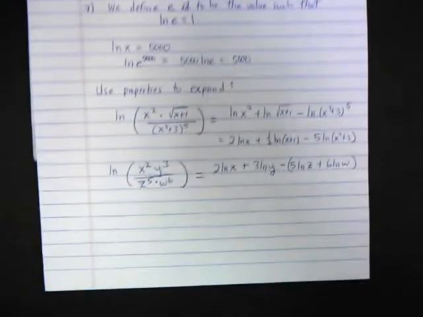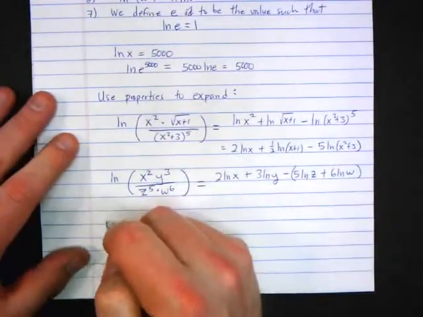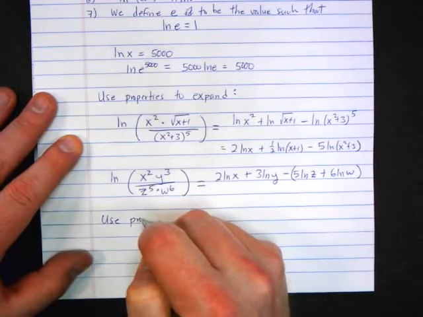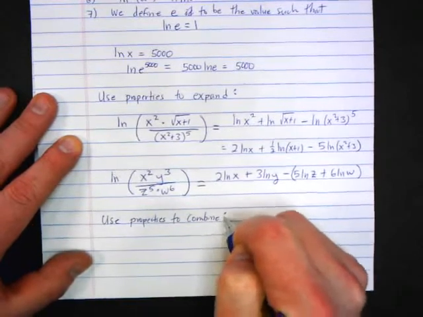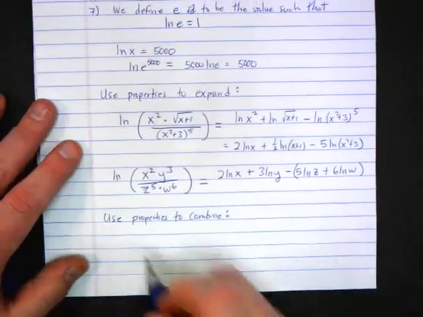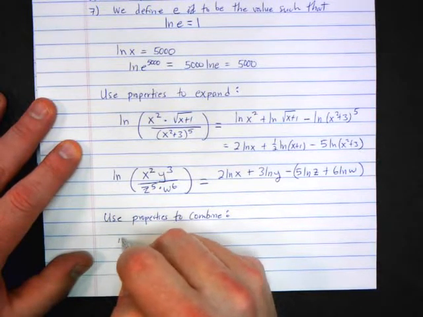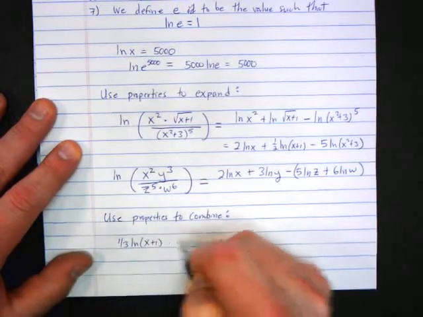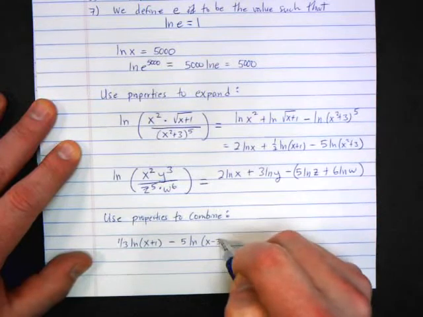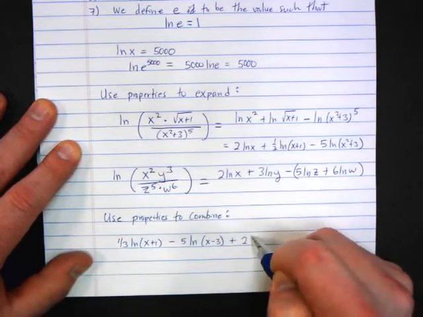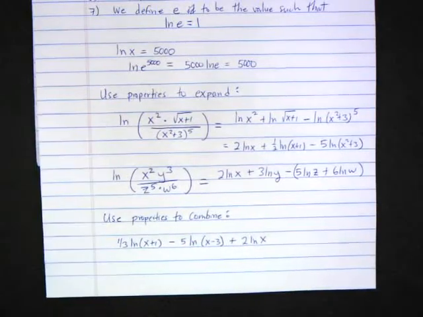All right, conversely, instead of expanding, sometimes we use properties to combine. So this is pretty much exactly the opposite. You're going to start with something that looks like 1/3 ln of x plus 1 minus 5 ln of x minus 3 plus 2 ln x. So you're going to start with something that's expanded out, and they want you to combine it together and write it as just one single logarithm. So it's pretty much exactly the opposite of what we just did.